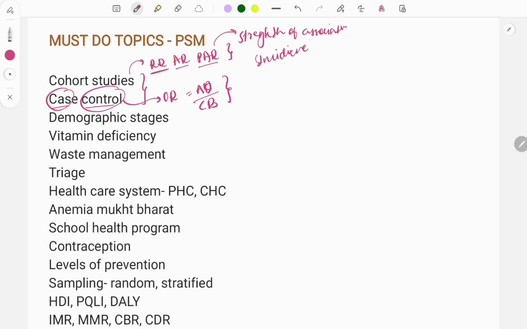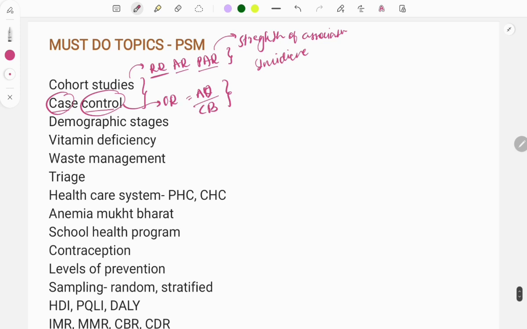Then the other two types of analytical studies from epidemiology are the cross-sectional study and the ecological study. Questions are not asked much on these. From the cross-sectional study, you need to just remember that it tells about the prevalence. A one-liner can be asked: relative risk tells about what? It will be the incidence of exposed by non-exposed, and likewise cross-sectional tells about the prevalence.